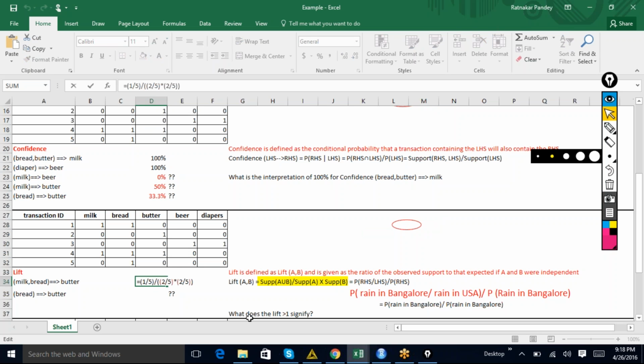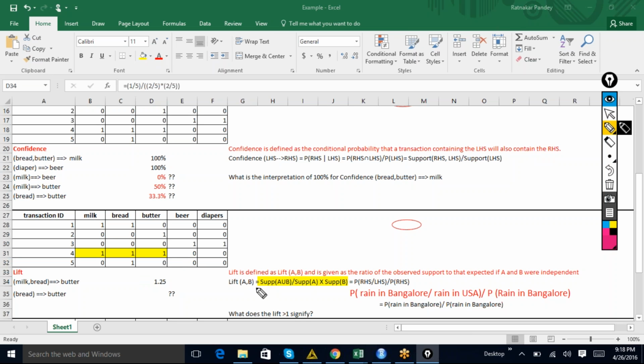So let's look at the first one. That means, how many instances are there where milk, bread and butter are all bought together? There will be only one instance, where I'm putting the yellow color, where milk, bread and butter have been bought together. So that gives us this part, the support of A union B, divided by support of A times support of B.